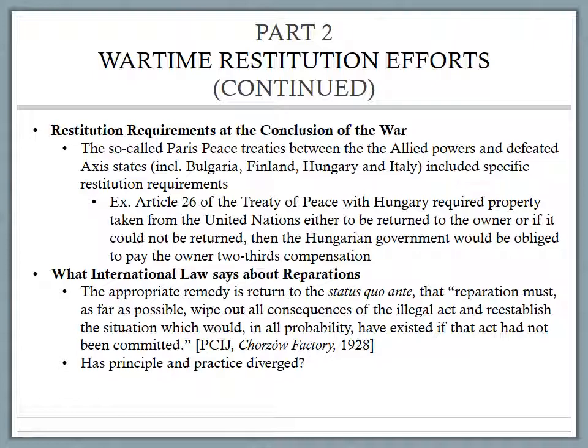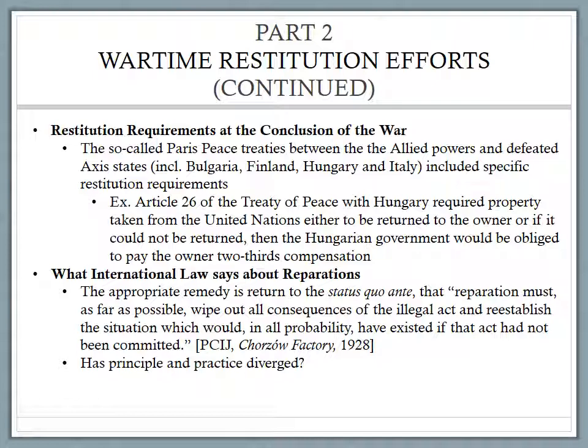The appropriate remedy is to return the situation to the status quo ante, that, in the words of the PCIJ in 1928, the reparation must, as far as possible, wipe out all consequences of the illegal act and reestablish the situation which would, in all probability, have existed if that act had not been committed. So, what was taken must be returned, and if it cannot be returned, full compensation must be paid.